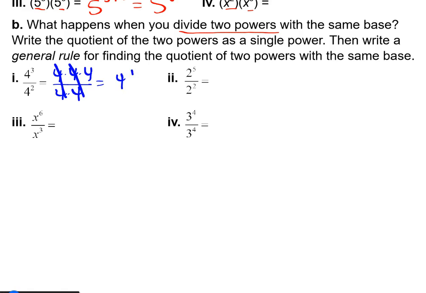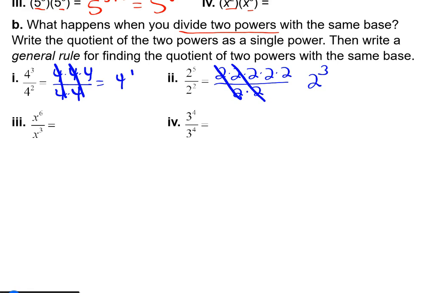We generally don't. On the next one, we have 2 to the fifth divided by 2 squared. Here we can see that we have 2 sets of 2's that cancel, leaving us with 2 to the third.